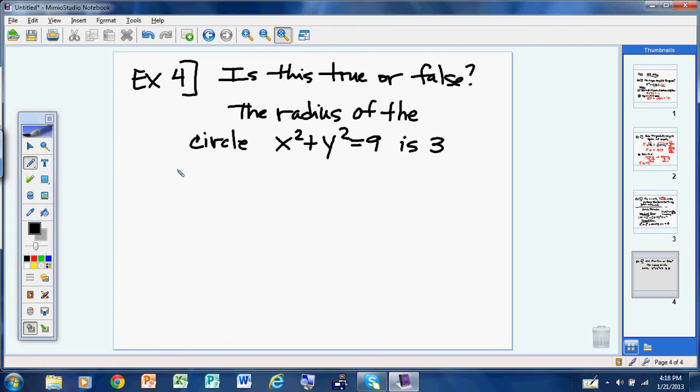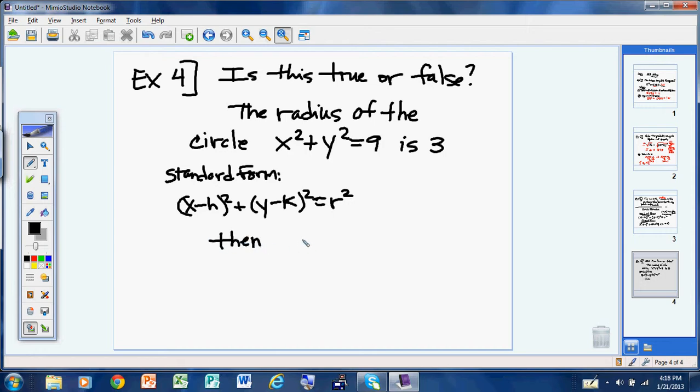So if our standard form says (x minus h) squared plus (y minus k) squared equals r squared, then r squared equals 9. So what is r? What is the value of r?